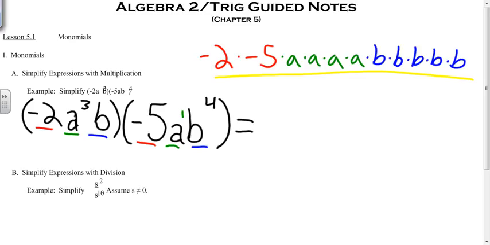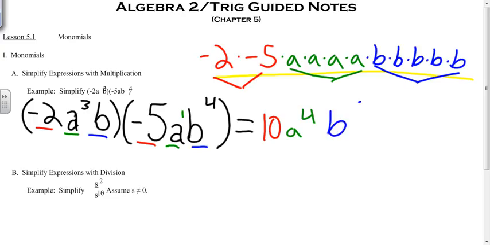So if we combine our constant terms, negative 2 times negative 5 is a positive 10. If we combine all of our a's, all of our a variables, we notice that there are 4, so it is a to the fourth. And if we combine all of our b's, we notice that there are 5 of them, so b to the fifth. In the end, our answer is 10, a to the fourth, b to the fifth.